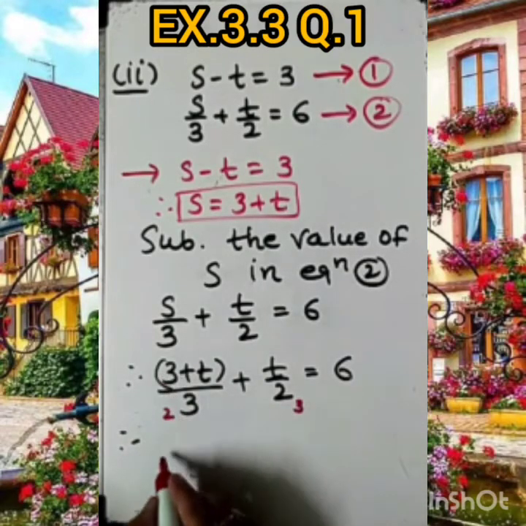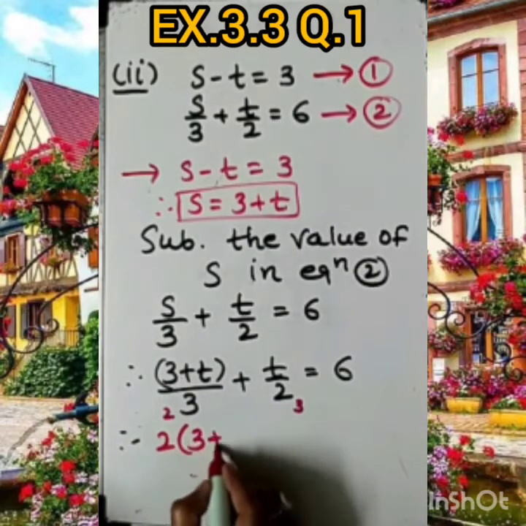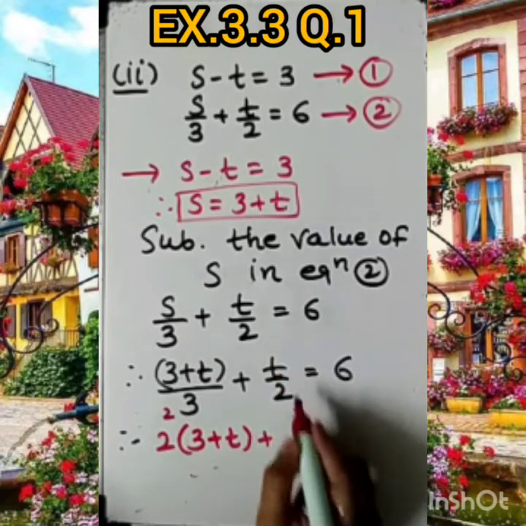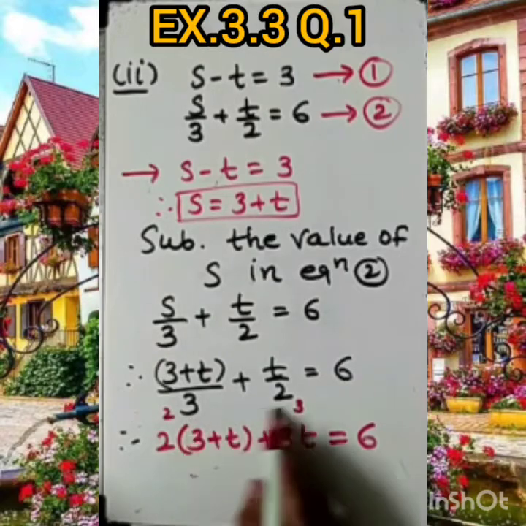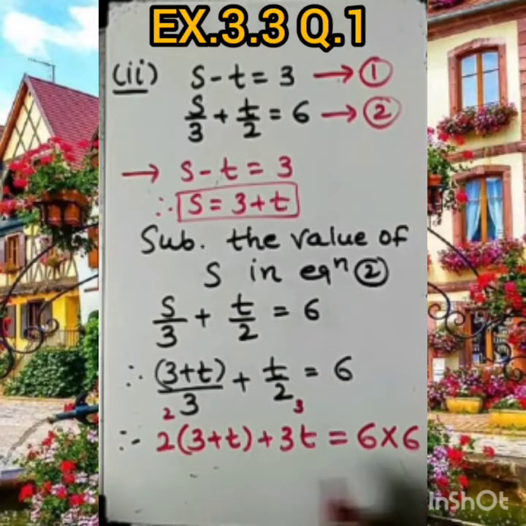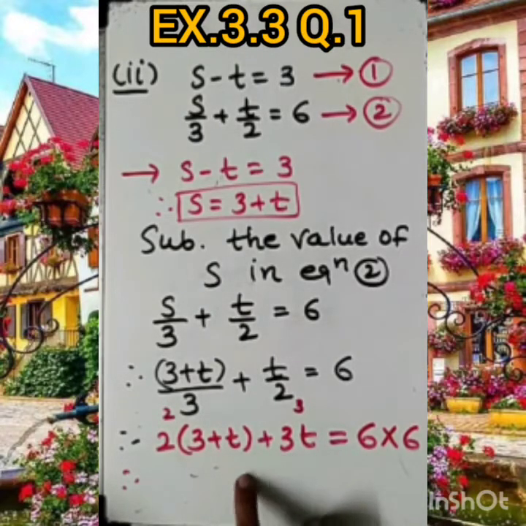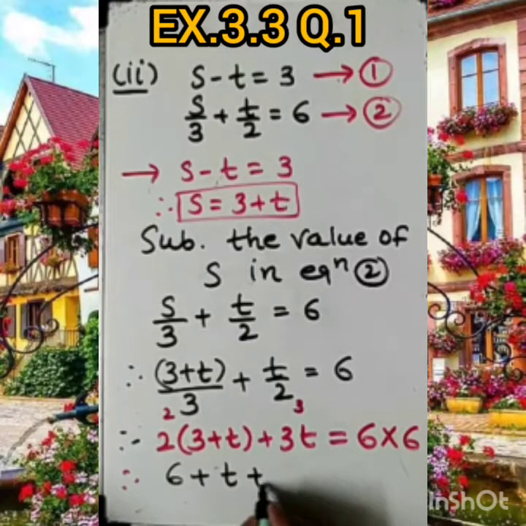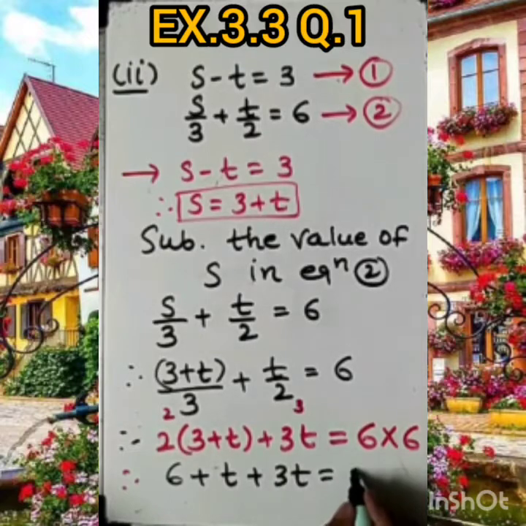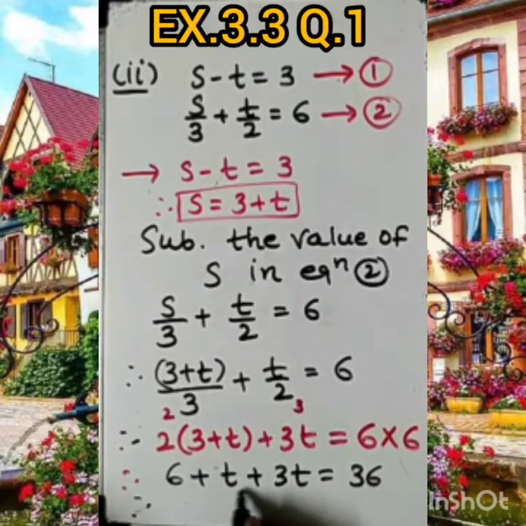So I have here 2 in bracket, 3 plus t, and this side 3 into t, that is 3t. This 6 is already here. The LCM is 6, so it will be multiplied to this side. Whatever LCM you write here, we need to multiply over here. So 2 threes are 6, plus 2t plus 3t equal to 36. Therefore, 5t equal to 36 minus 6. So let's see the further solution now.